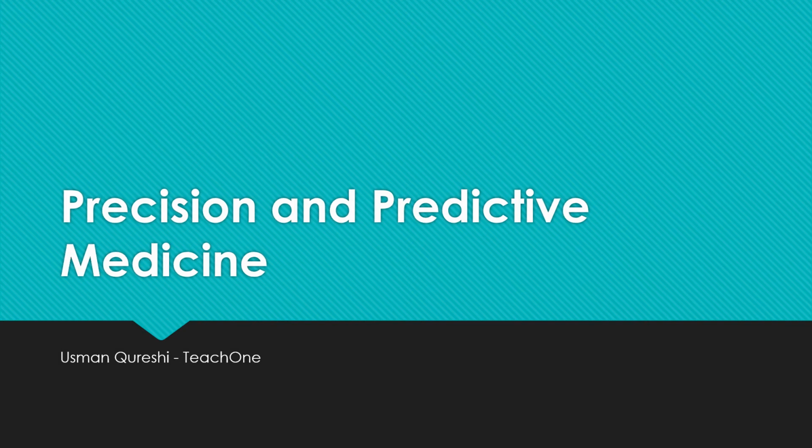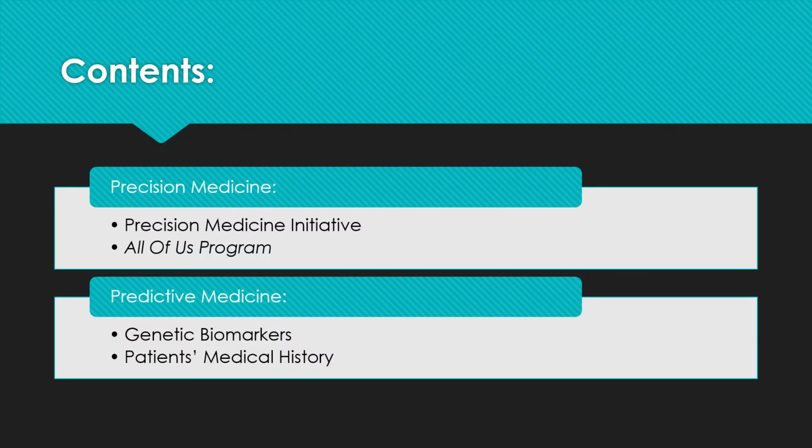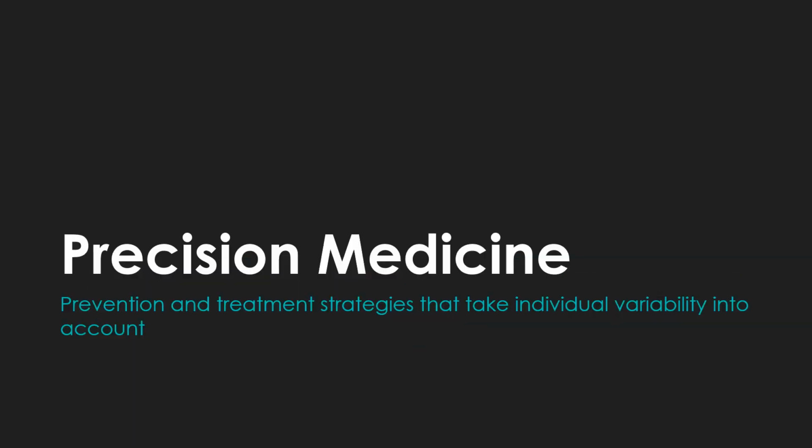Hello, my name is Usman Qureshi, and my Teach One assignment will be about precision and predictive medicine. This presentation will consist of two sections: precision medicine, which will cover the Precision Medicine Initiative and NIH's All of Us program, as well as predictive medicine, which will cover the effects of genetic biomarkers and the patient's medical history on predictive medicine. Precision medicine is defined as the prevention and treatment strategies that take individual variability into account.